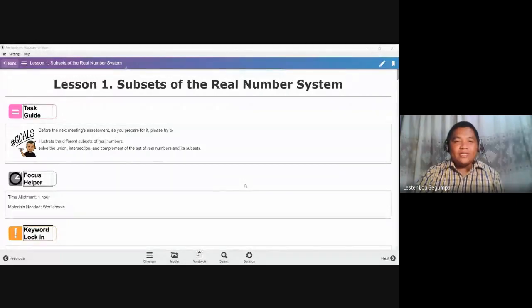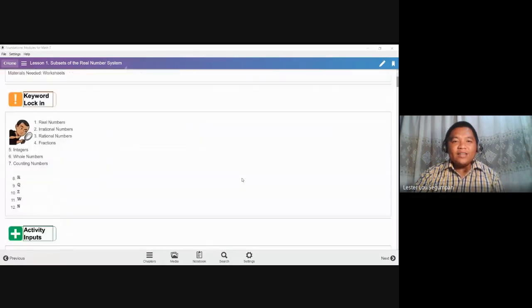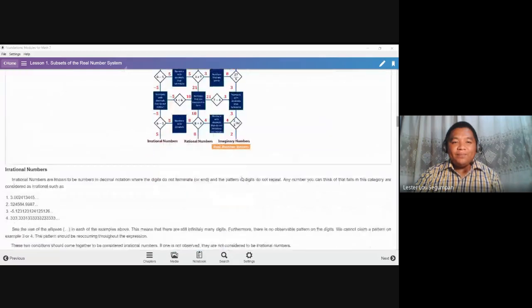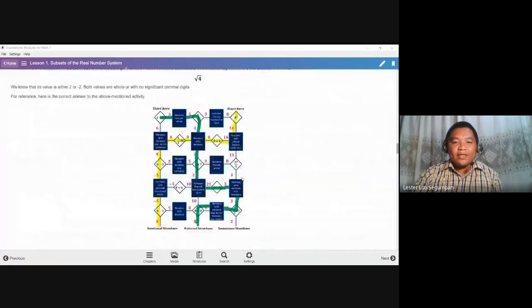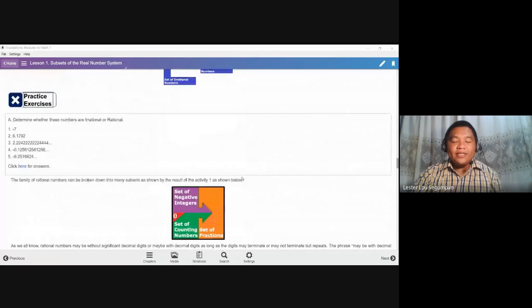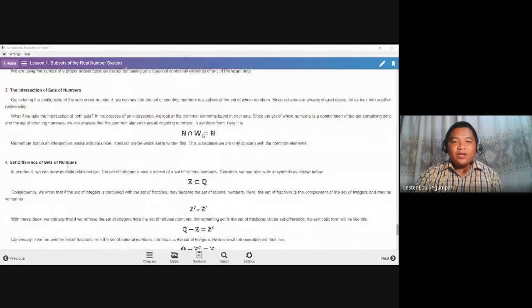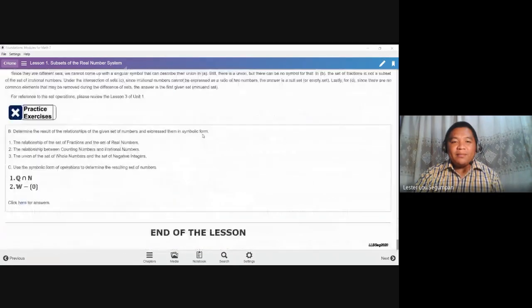So this is the content. As mentioned last time, we're not going to talk about how the contents are discussed, but we are going to jump immediately to practice exercises. We are done with practice exercise A on determining whether these numbers are rational or irrational in the previous video. Now, let's proceed to the relationships of the subsets of the real number system in practice exercises B and C.